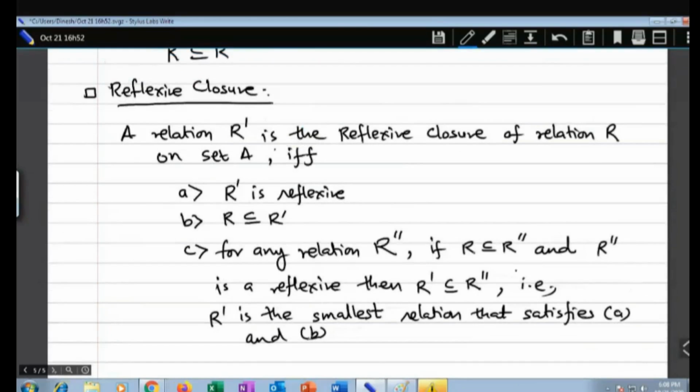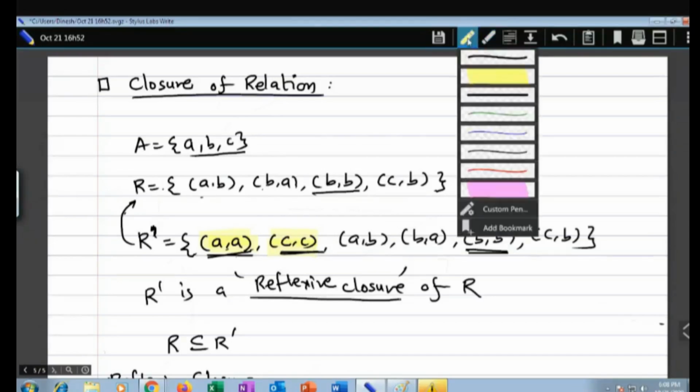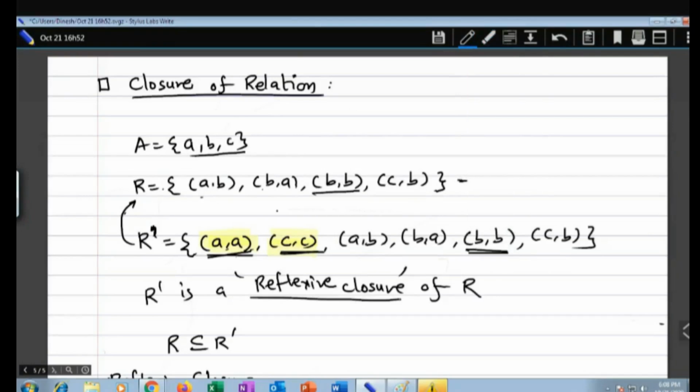Okay, so we have seen it with one example. So I will again repeat this. Let's say A is equal to {a, b, c}. Okay, and R is, let's say, a comma b, b comma a, b comma b, and c comma b. So since R is not reflexive, I'll repeat. We will add, look at this: a comma a and c comma c. Okay, along with all the elements of R, that is a comma b, b comma a, then b comma b, and c comma b. So this is nothing but your R. Okay, and that's what it denotes, that R is a subset of R dash.